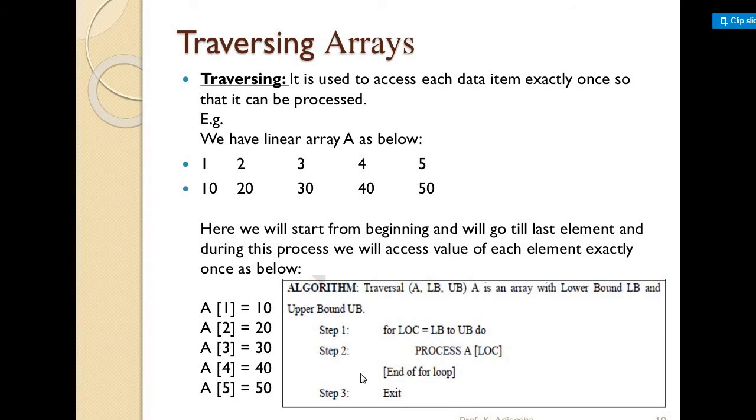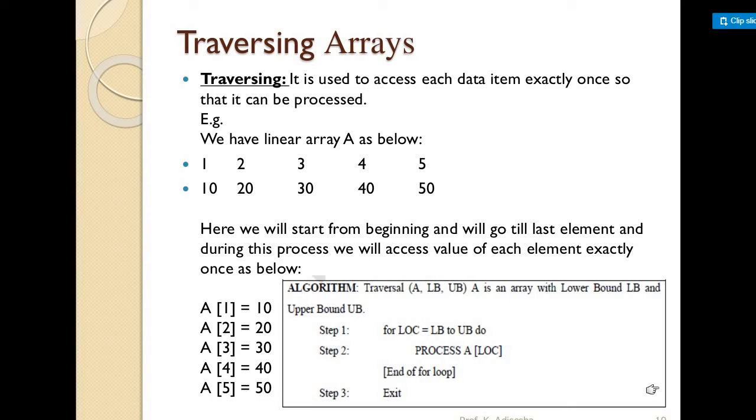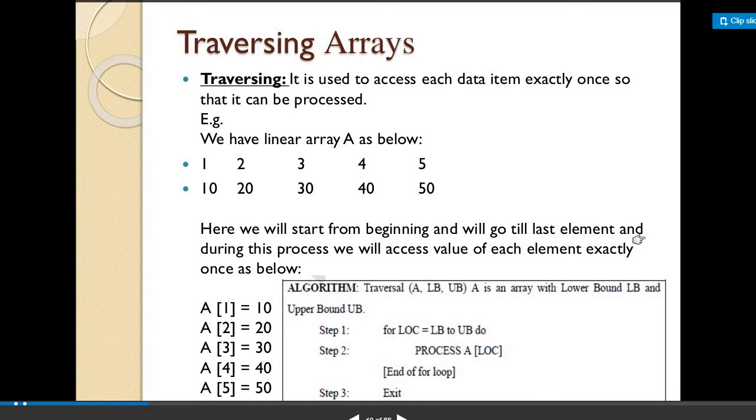So, traversing arrays. How do we traverse an array? Traversing is used to access each data item exactly once so that it can be processed. Suppose we have a linear array A with indexes 1, 2, 3, 4 and values 10, 20, 30, 40, 50. Here we start from the beginning and go to the last element, and during this process we access the value of each element exactly once. So 10 is stored in the first location of the array, in some cases A[0], and 20 is stored in the second location. In this way you can store.